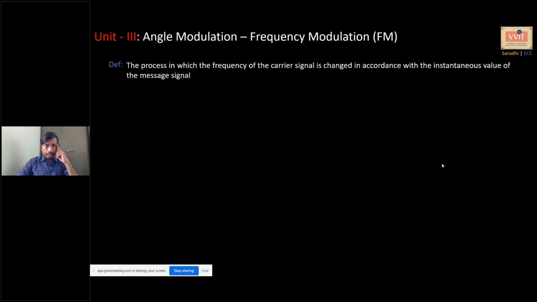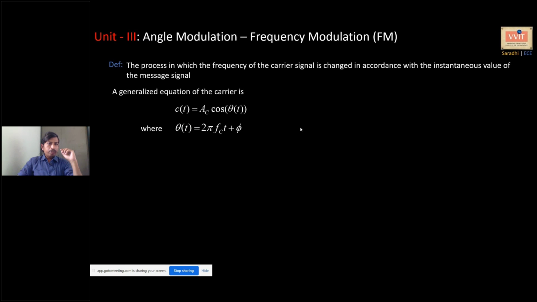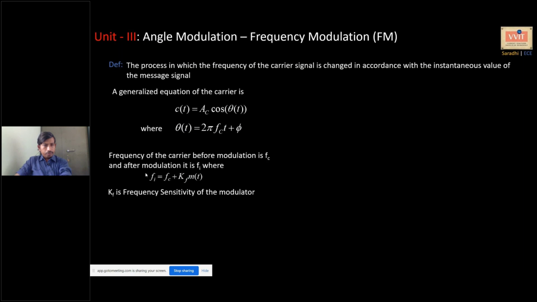Frequency modulation is defined as the frequency of the carrier is changed in accordance with the instantaneous value of the message signal. If we consider a typical carrier signal, a sinusoidal signal, this is called angle, and angle is actually expressed as 2 pi fct plus phi, where phi is phase, fc is frequency. And if you do frequency modulation, before modulation the frequency will be fc, but after modulation it changes to instantaneous frequency, and the expression for instantaneous frequency is fc plus kf m of t, where this kf is called the frequency sensitivity of the modulator.